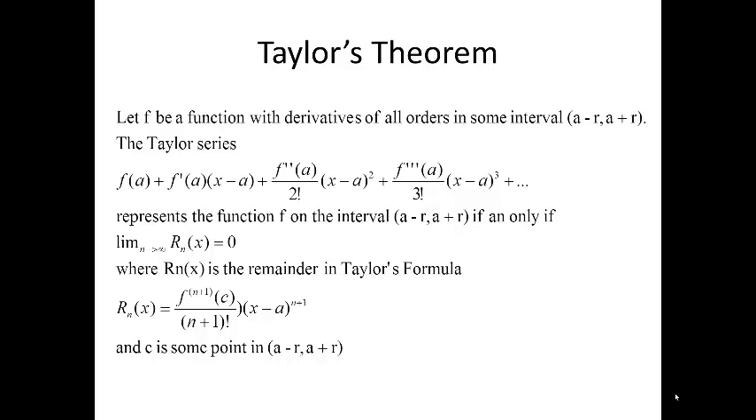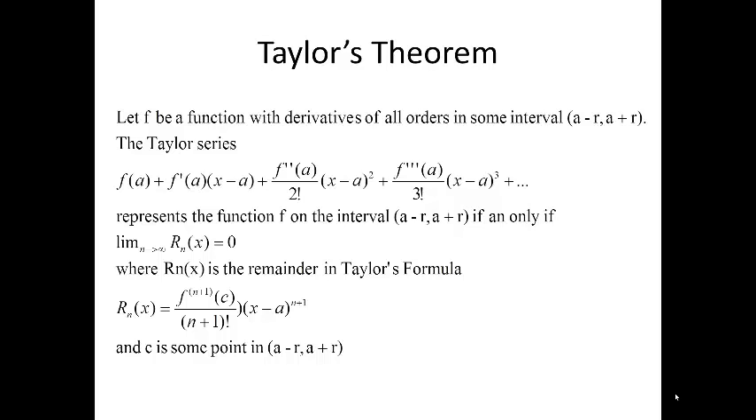The limit as n goes to infinity of the remainder is equal to 0, where the remainder is the remainder from Taylor's formula that we looked at in the last slide, which is the (n+1)th derivative of f evaluated at c, divided by (n+1) factorial, times (x minus a) raised to the n plus 1 power, and c is some point between a minus r and a plus r.